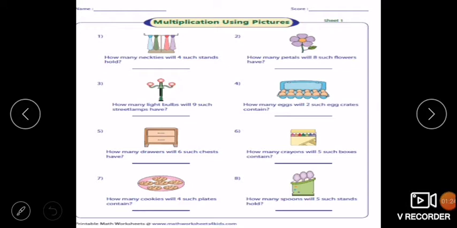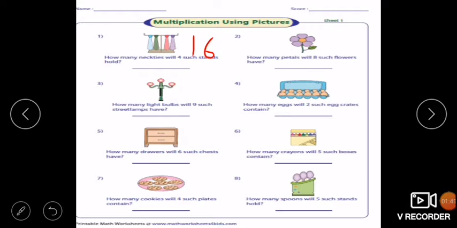Now, how many neckties will 4 such stands hold? On one stand we have 4 ties. So on 4 stands we will have 4 fours are 16. How many will be there? 16. Now, come to question number 2.